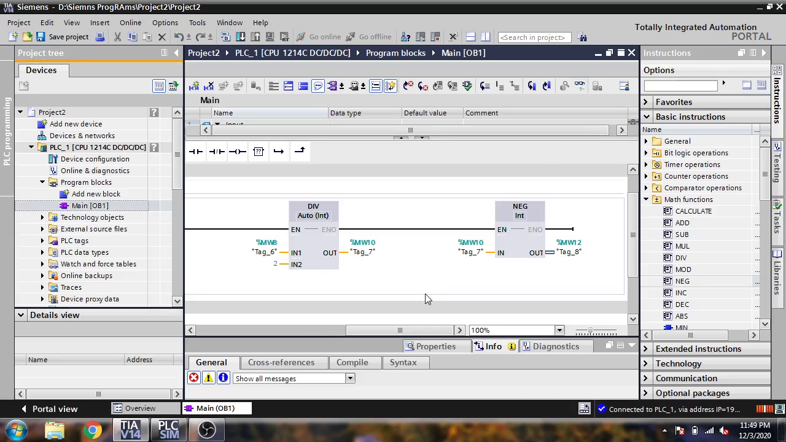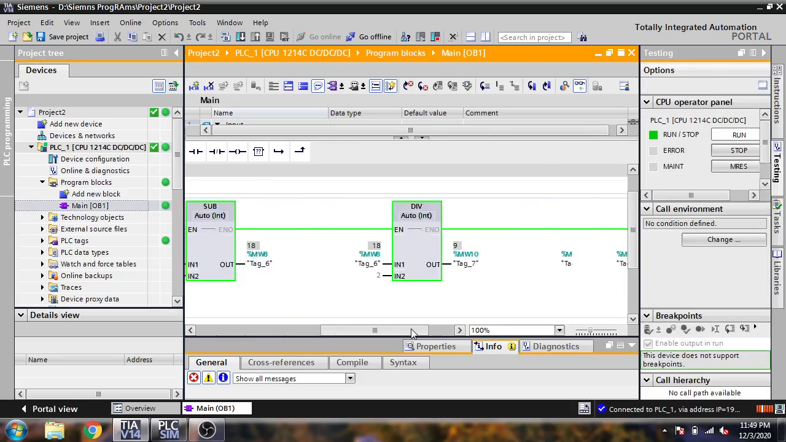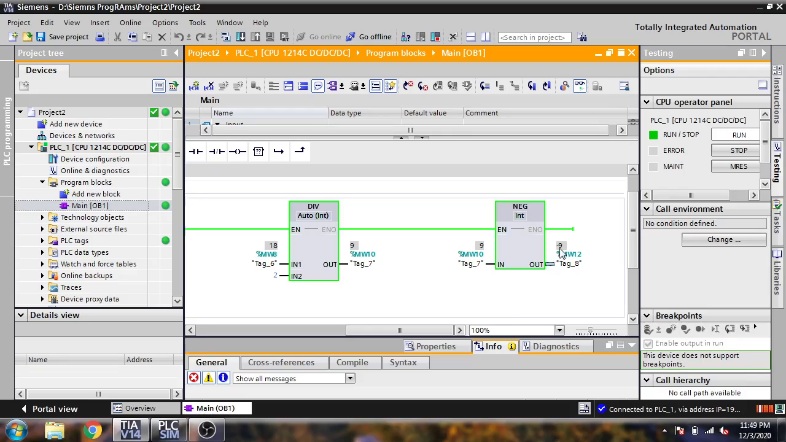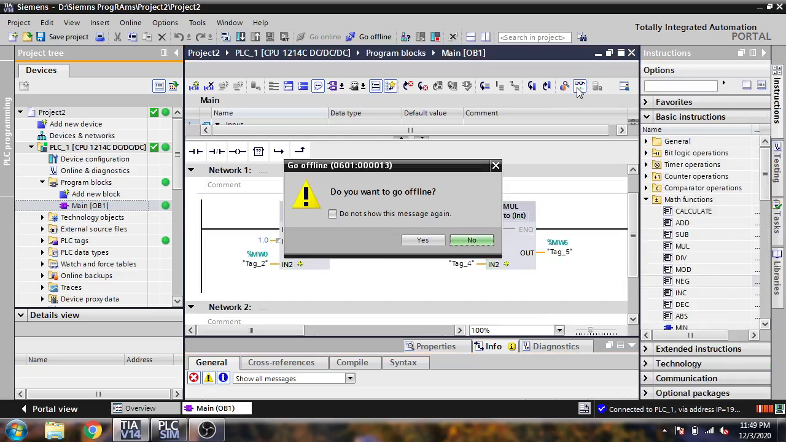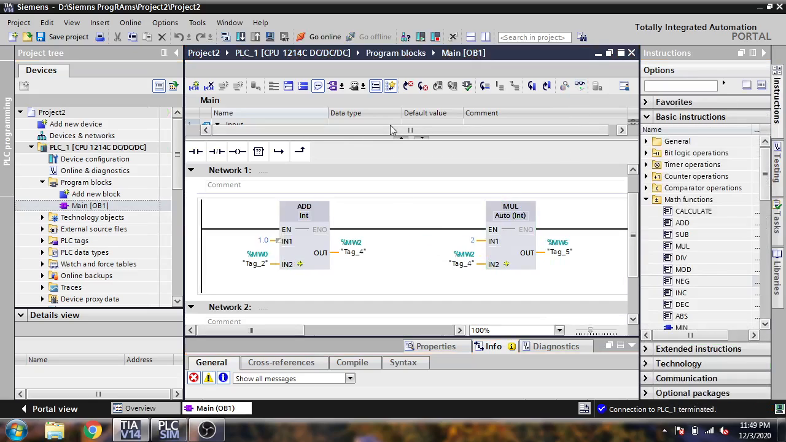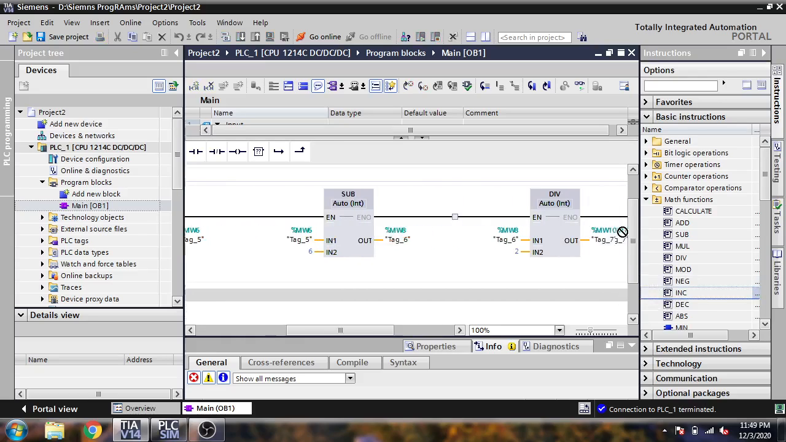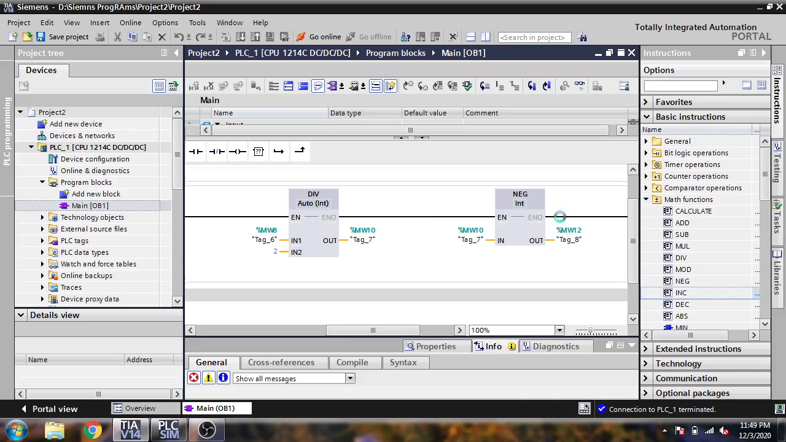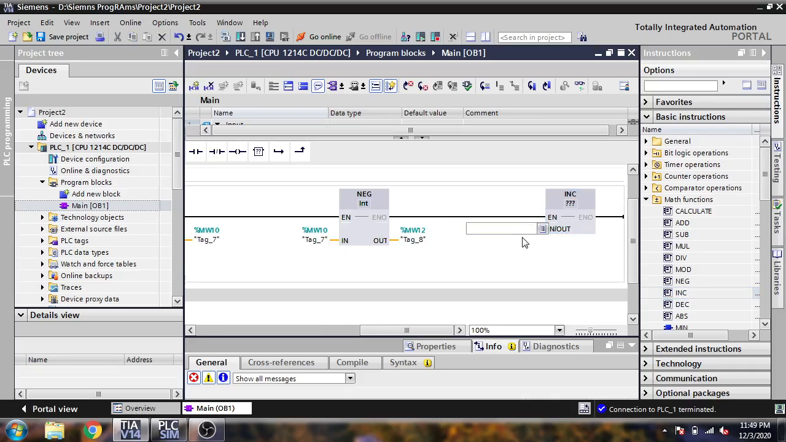I'm going to go online. So you will see it will convert our value to negative, -9. So that's how our negate function is going to work. Now I'm just using increment there. So I'm just using increment and MW12, and I want an increment in it.